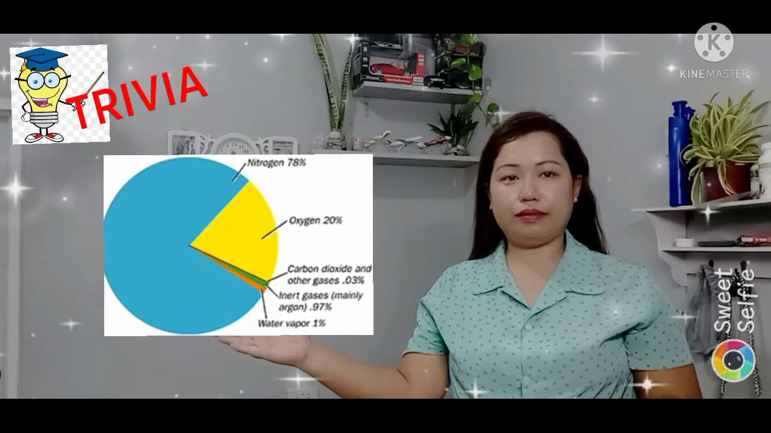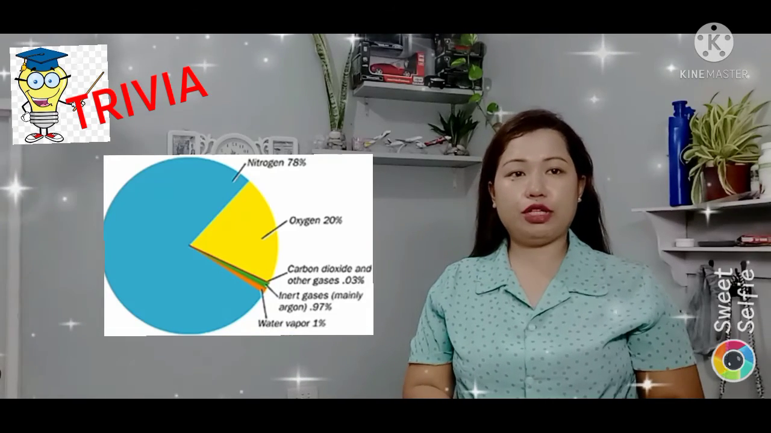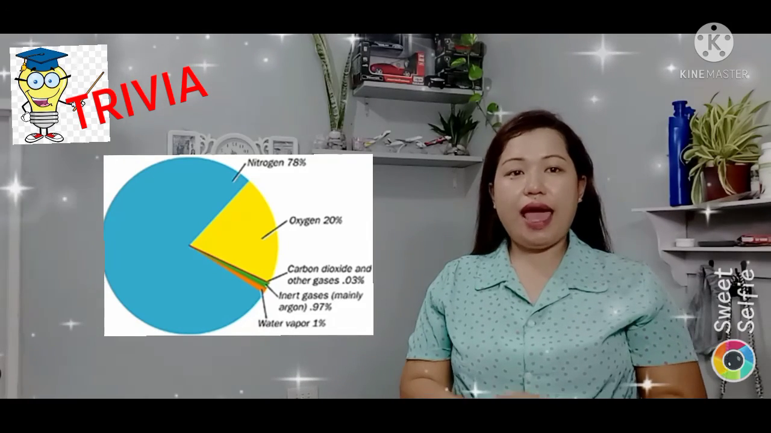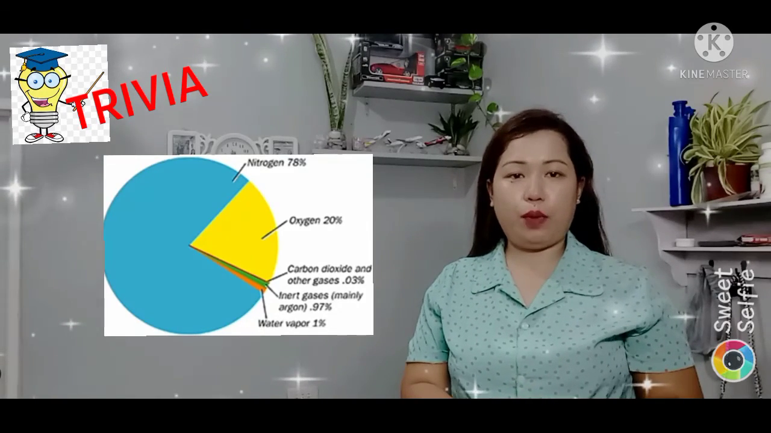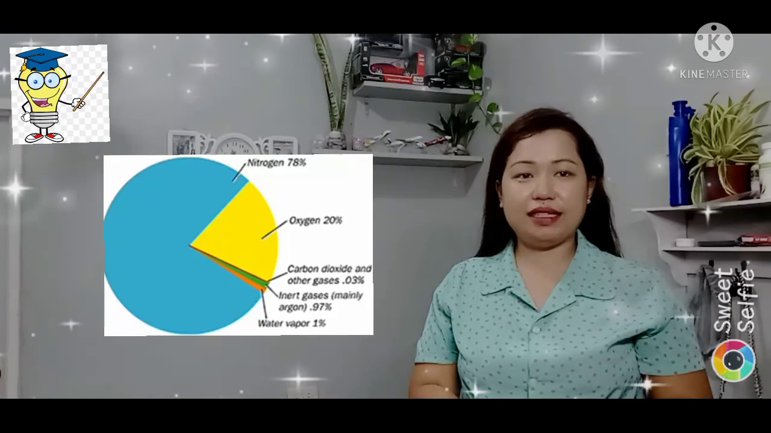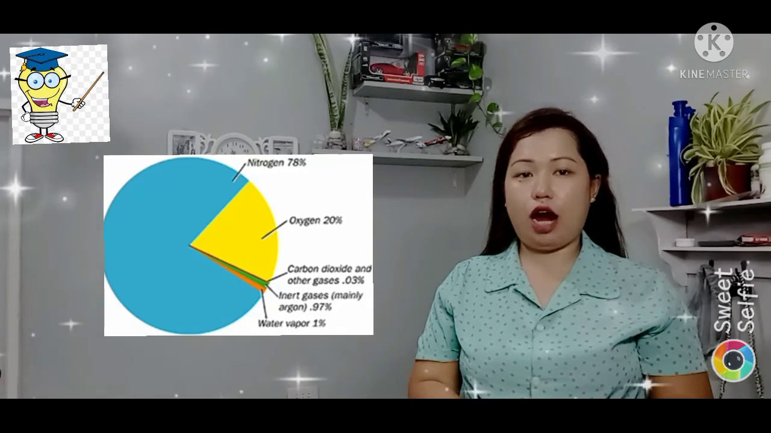Trivia: Did you know that the air we breathe is actually a mixture of gases? Take a look at this pie chart. The air is composed of 78% nitrogen, 20% oxygen, 1% water vapor, 0.97% inert gases, commonly argon, and 0.03% carbon dioxide.